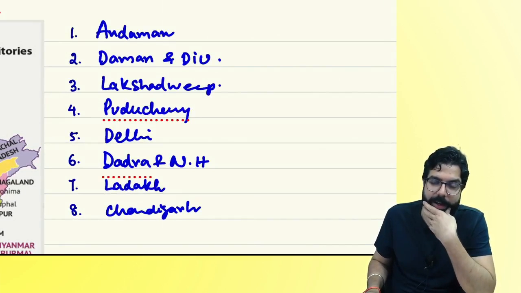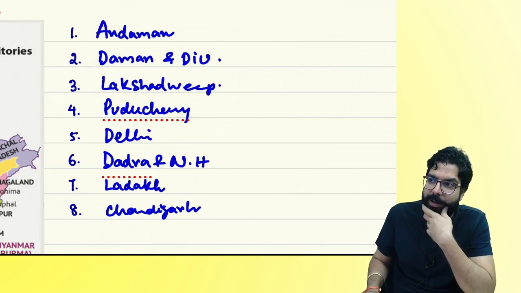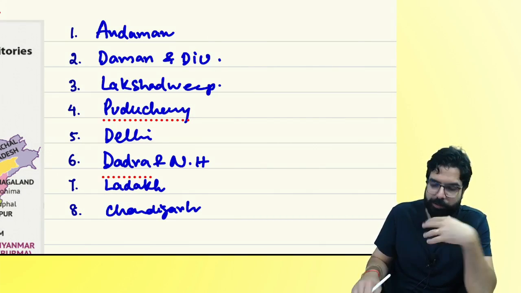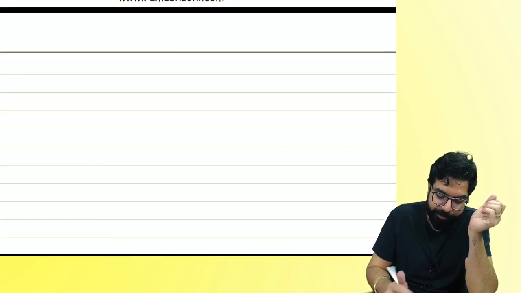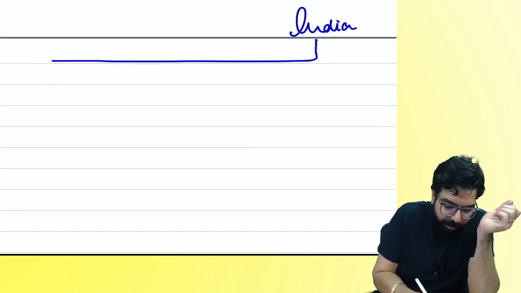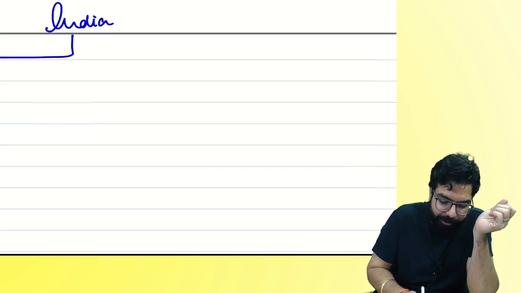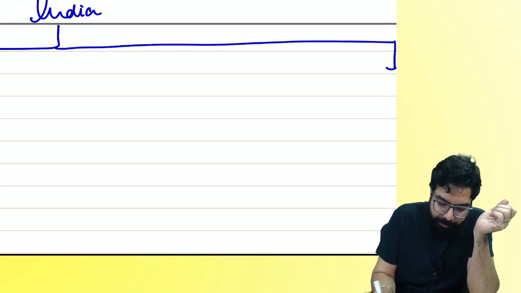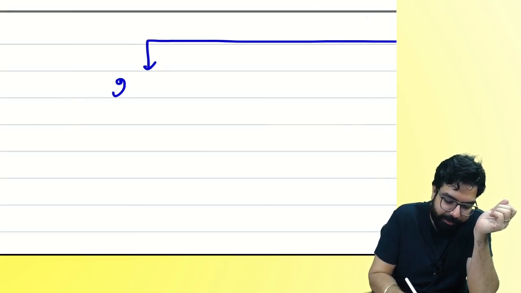Andaman done, Dadra and Nagar Haveli done, Daman and Diu done. Next, anything else you can think of? Chalo, I'll do one thing. I'll teach you a little about India also. It's important to know. India has how many states and how many UTs, everyone? Very important, very, very important. Don't think it's a joke. It's an important thing. Tell me how many states?